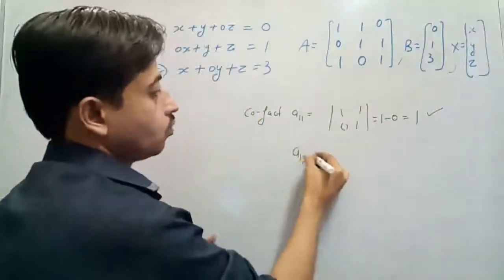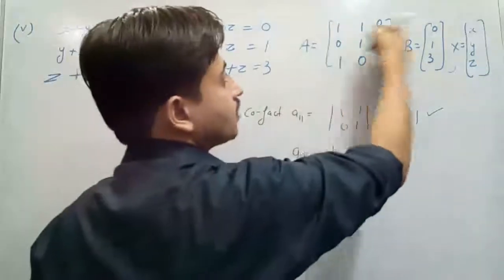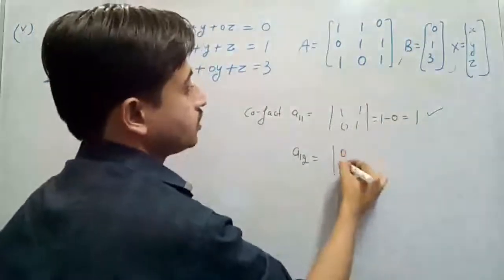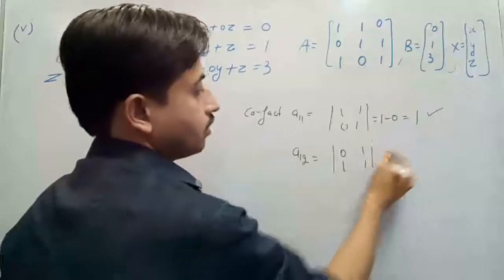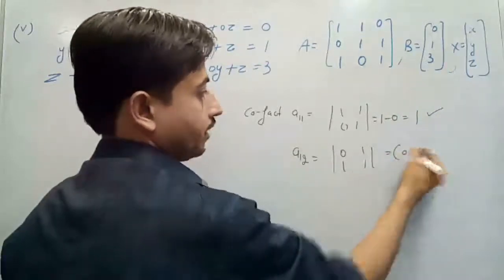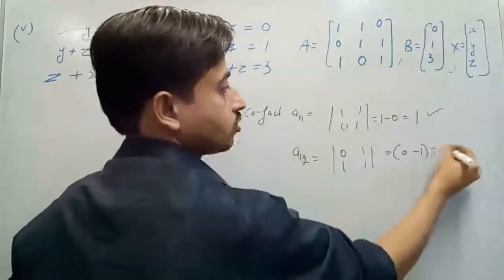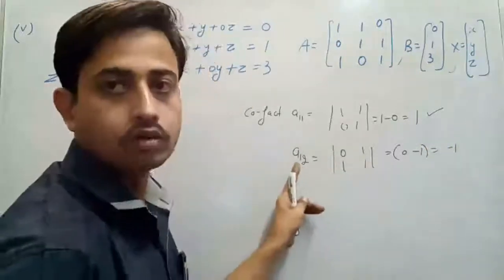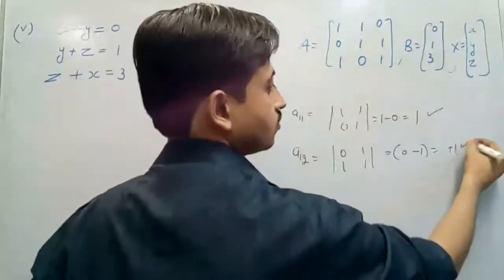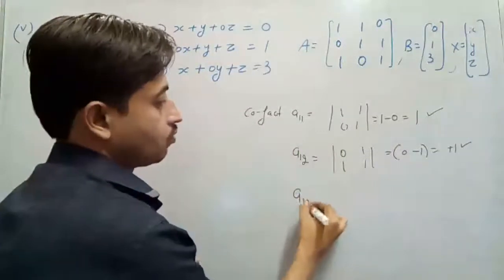Cofactor of A12. A12 is what? Cut the first row and second column. We got 0, 1, 1 and 1. 1 into 0, 0. Minus 1 into 1, 1. 0 minus 1, minus 1. And this is odd, so we have to change the sign. This is 1.